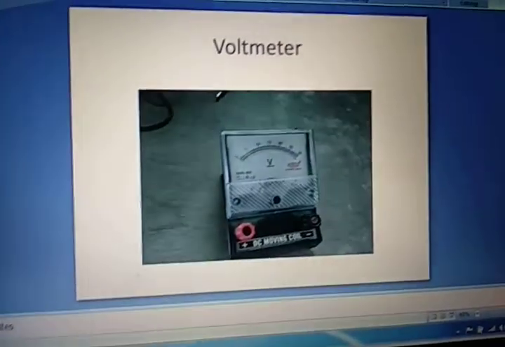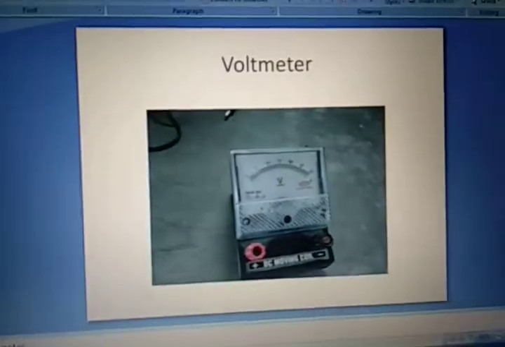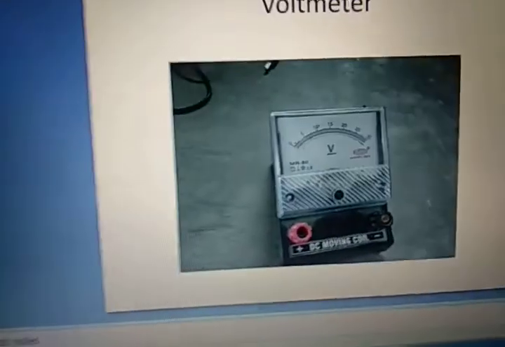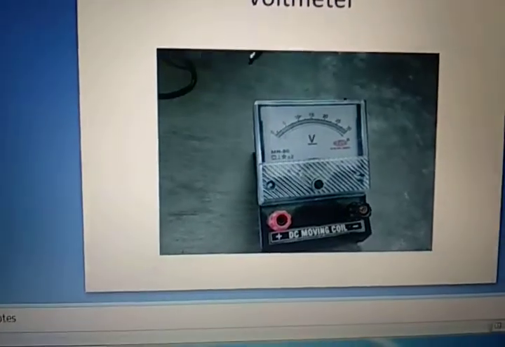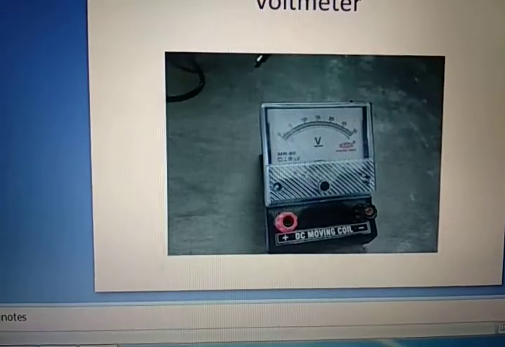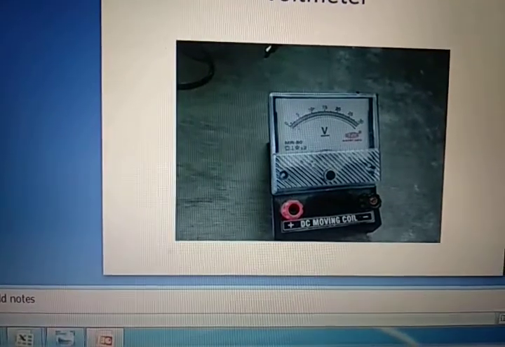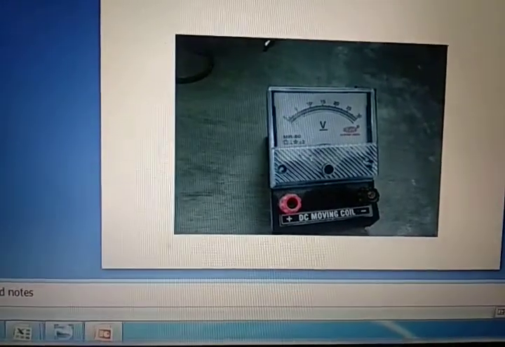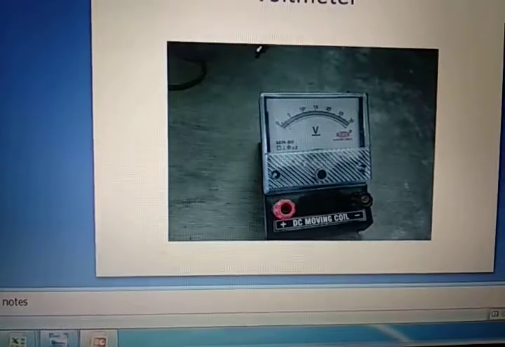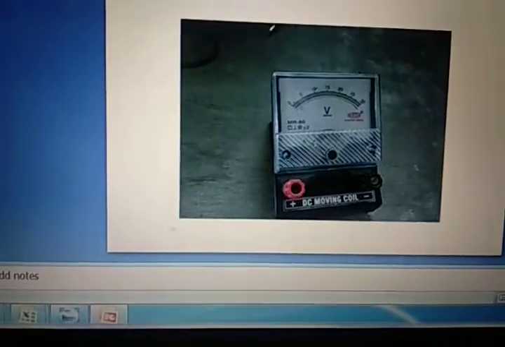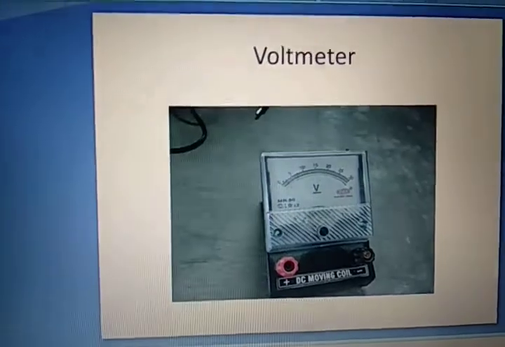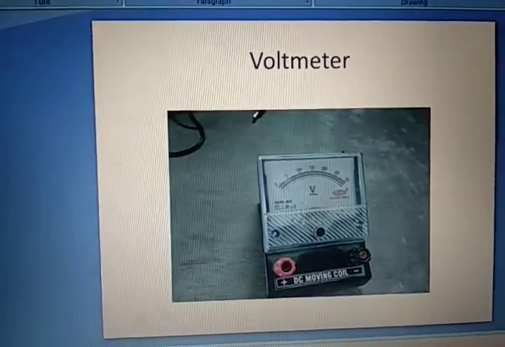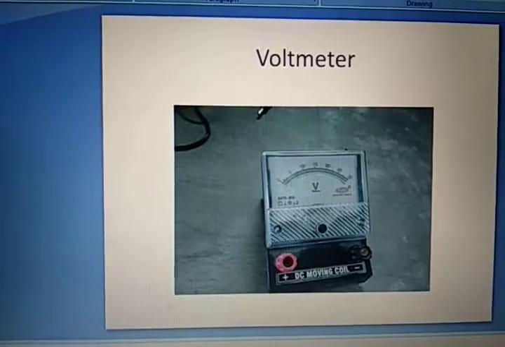This is a picture of a voltmeter, which is how voltmeters look. A voltmeter is used for measuring voltages. There are two kinds of voltages, as we have two supplies, AC supply and DC supply. So we also have two types of voltmeters, one for AC measuring and another for DC measuring. This is a DC measuring voltmeter.